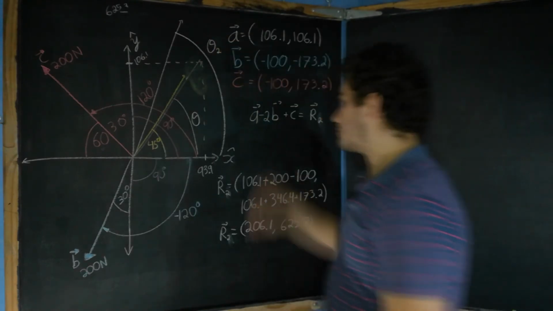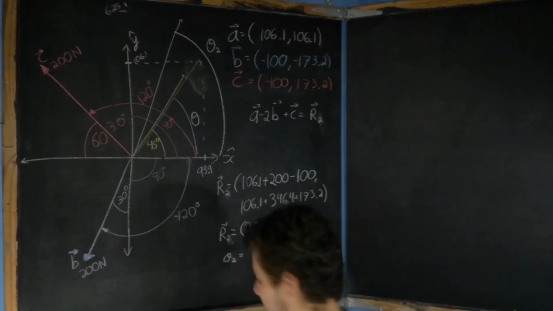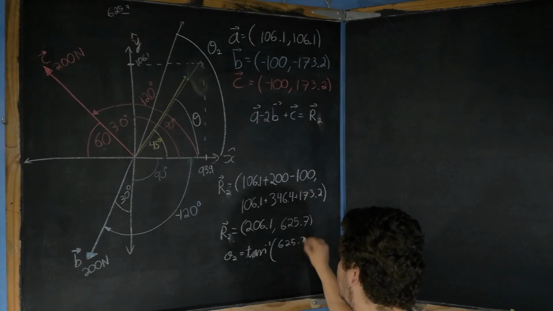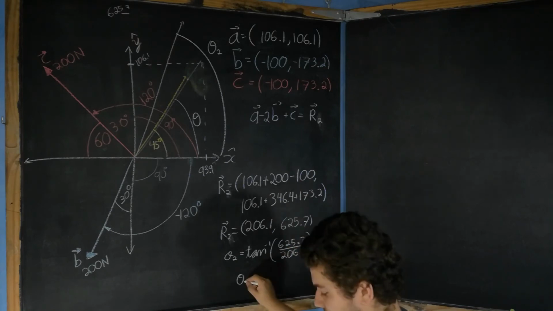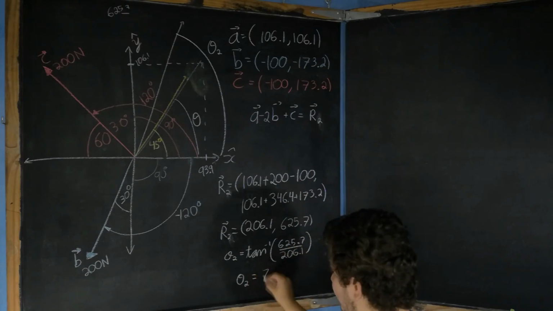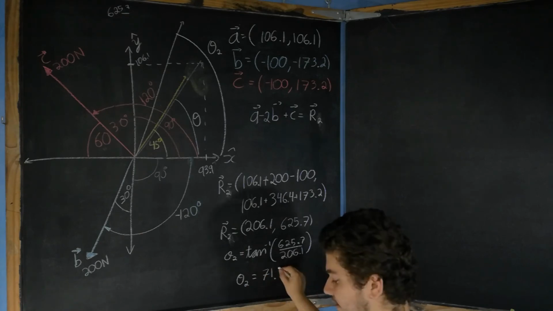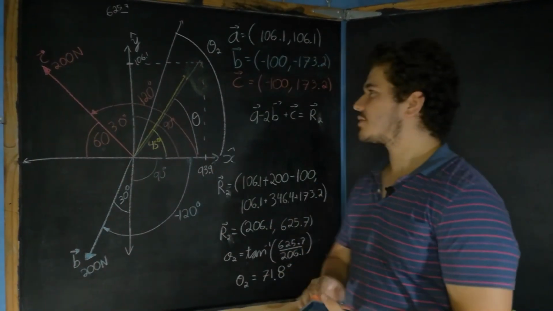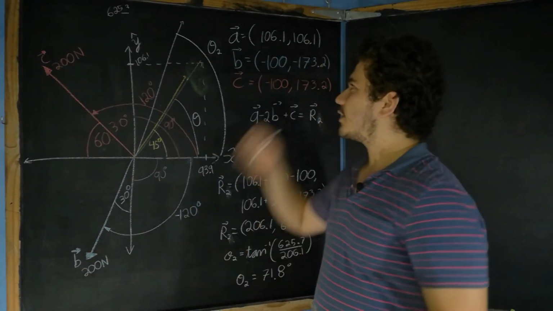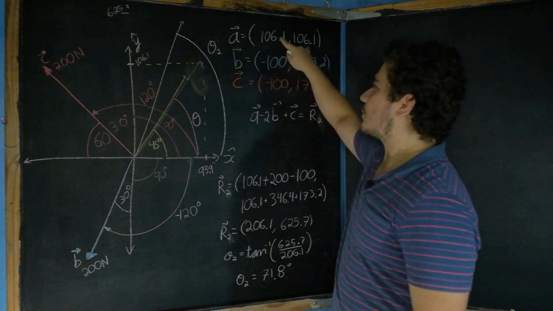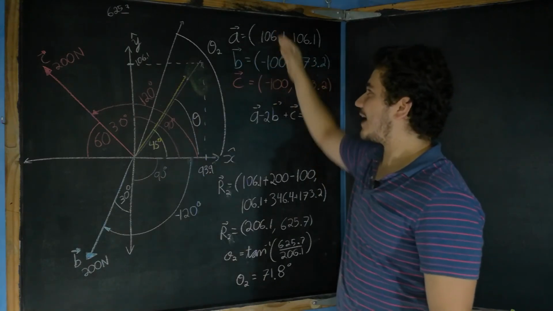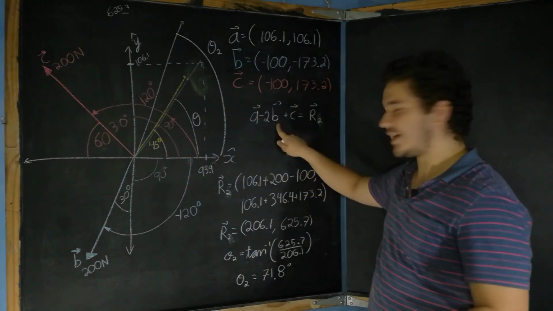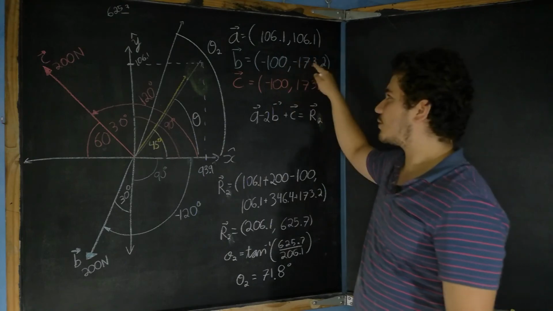We can use the same equation. Okay, so theta 2 equals the inverse tangent of 625.7 divided by 206.1, equal to 71.8 degrees. So this is how we add and subtract vectors. To make somewhat of a summary, just remember, a vector has to be broken down into components, and then you simply add each component of the vectors. And if there's a scalar quantity multiplying it, you just multiply each component of the vector.